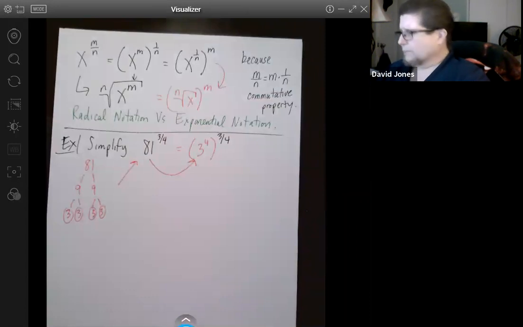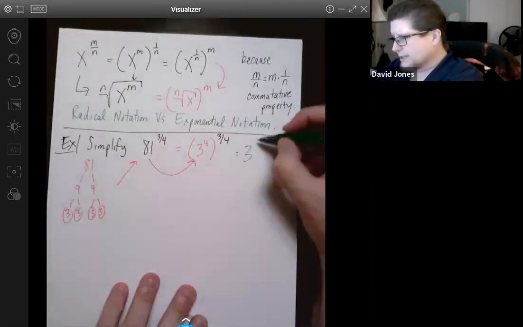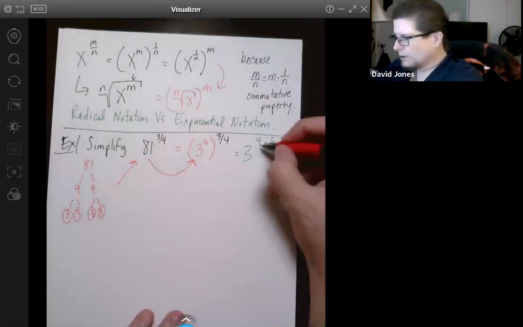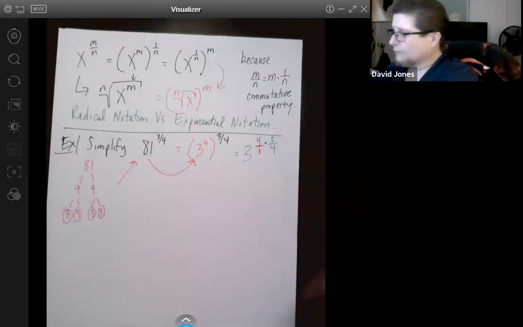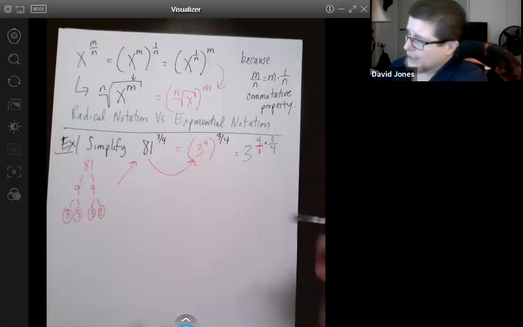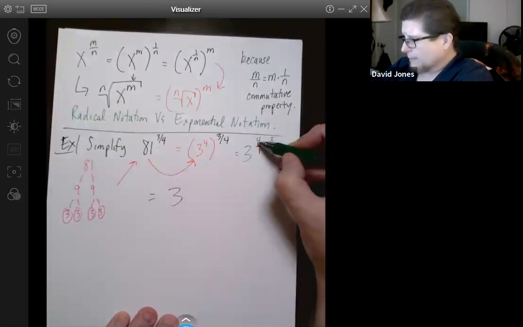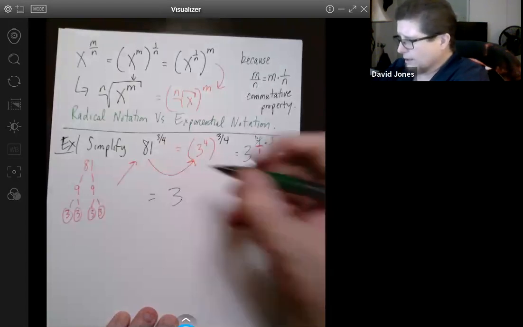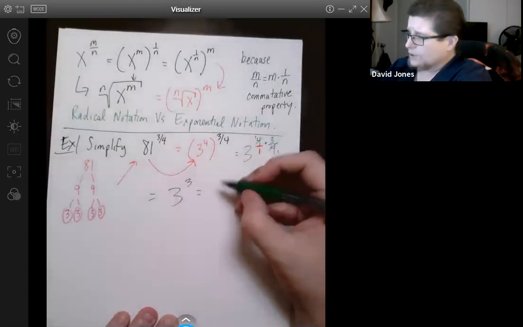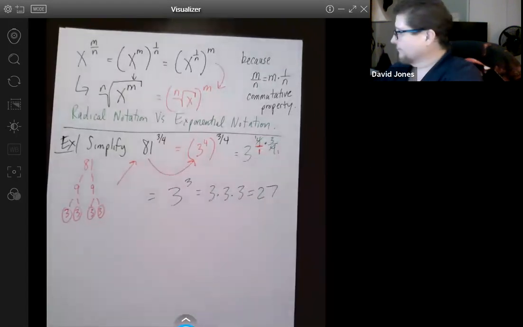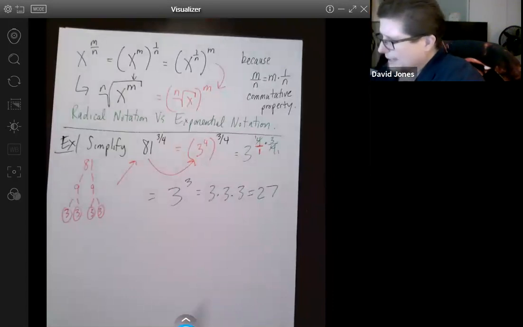And now the properties here become the rules of exponents as I multiply them. I multiply 4 times 3/4. To do that, I'm going to make that 4 a 4 over 1. Anytime we've got a whole number, I can make it over 1. I multiply the exponents. Remember, things on top and bottom cancel. And I'm left with 3 cubed, which is 3 times 3 times 3, which is 27. So that's what that ends up being.